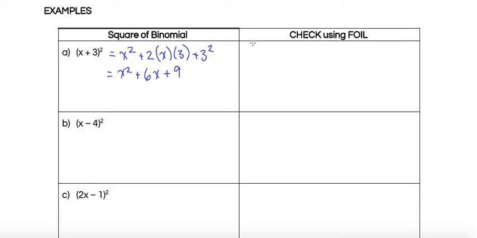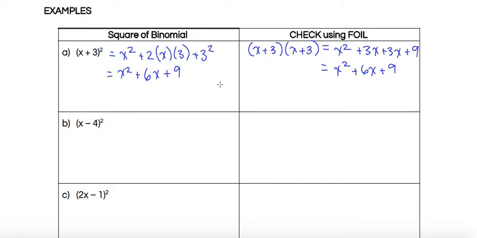So if I was going to use FOIL, it would look like this. (x plus 3) times (x plus 3). x times x is x squared. x times 3 is 3x. 3 times x is 3x. And 3 times 3 is 9. And simplifying those middle terms, x squared plus 6x plus 9. So you can see that you get the same answer regardless of what method you use, okay?